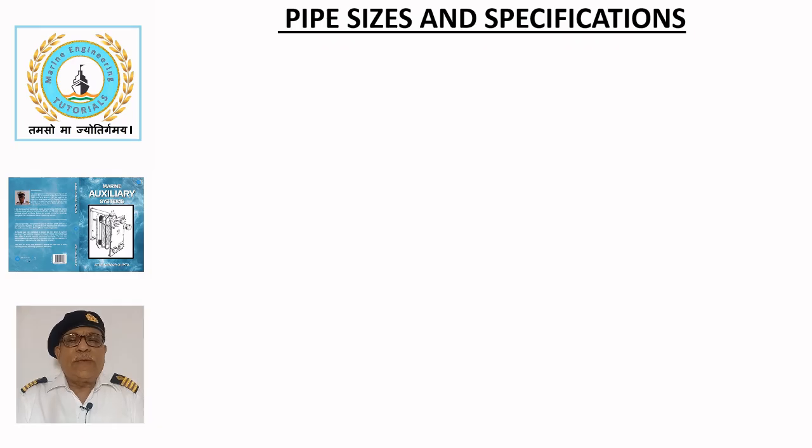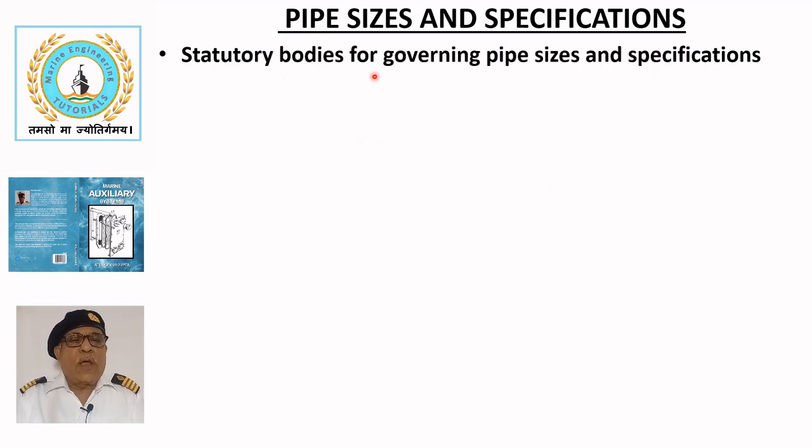Pipe sizes and specifications. Statutory bodies for governing pipe sizes and specifications. Pipe sizes and specifications for use on ships are governed by classification societies such as American Bureau of Shipping, Det Norske Veritas, Lloyd's Register, and Bureau Veritas, etc., as well as International Maritime Organization, International Organization for Standardization, and American Society of Mechanical Engineers.